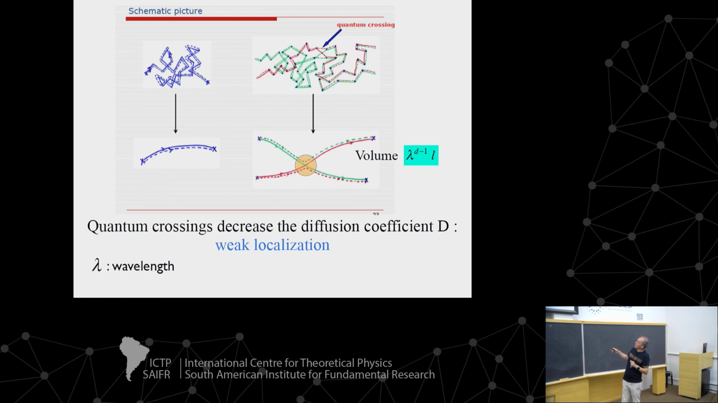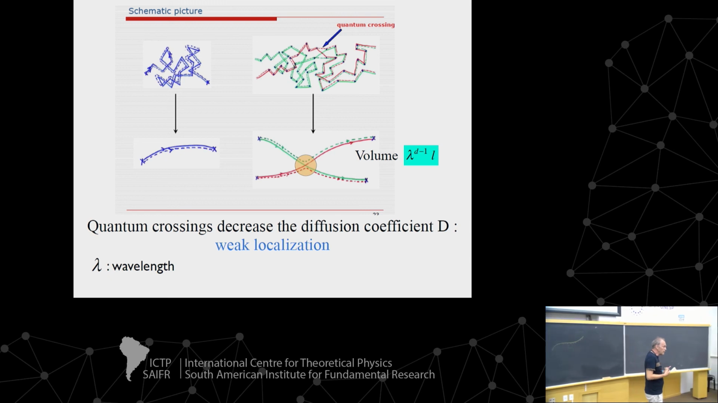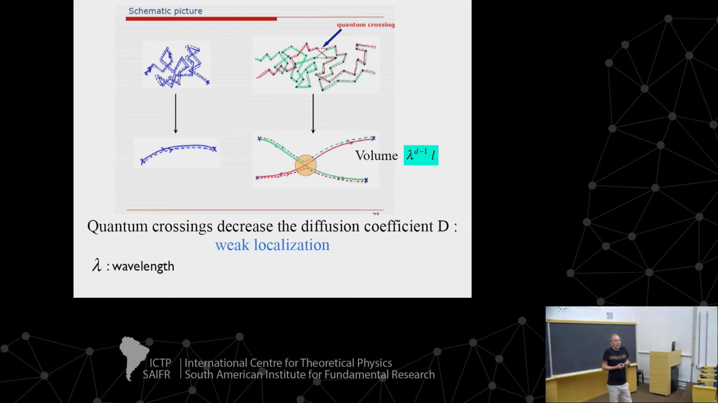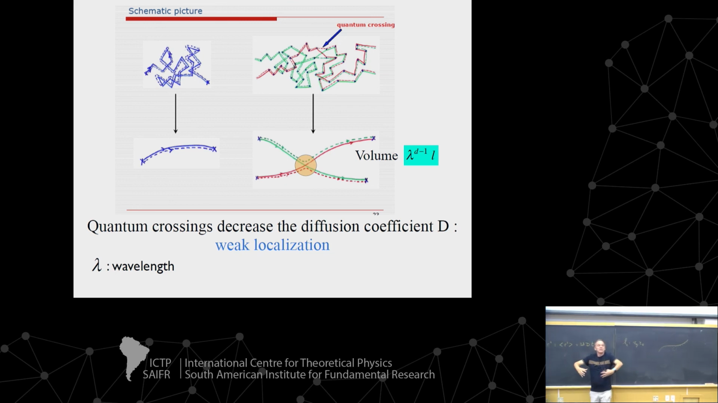The volume of such a crossing is what we calculated already in some sense, it is lambda to the power D minus 1 times the elastic mean free path. Now, what I announced already is that those quantum crossings decrease the diffusion coefficient, which means that they slow down the diffusion of the wave. Or if you prefer, they localize the particle. The particle wants to diffuse with the diffusion coefficient. You remember that R squared, which is the spread of the wave packet, is proportional to T, but also to D. If D goes to 0, then the wave does not propagate. This has another name. It's called localization of the wave.